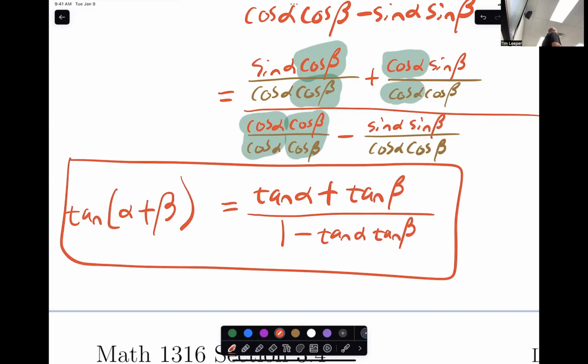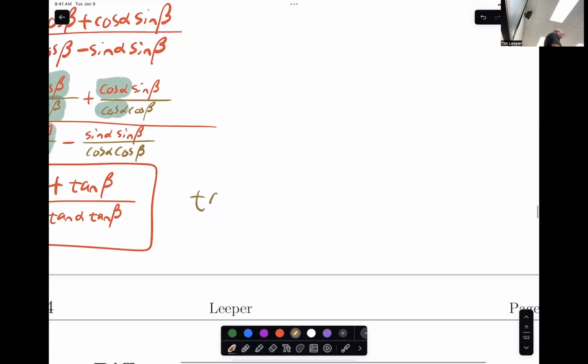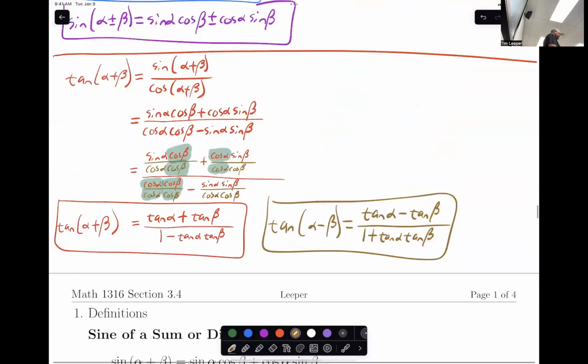Now we could go through all of this again and replace the beta with negative beta. But notice if that was negative beta here, that negative goes out here. And if that's negative beta, the negative goes out here because tangent is odd. So if I went through this again, it would tell me that the tangent of alpha minus beta would be equal to tangent alpha minus tangent beta all over 1 plus tangent alpha tangent beta. That is the tangent of a difference.